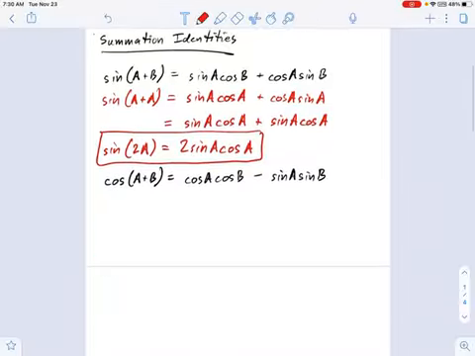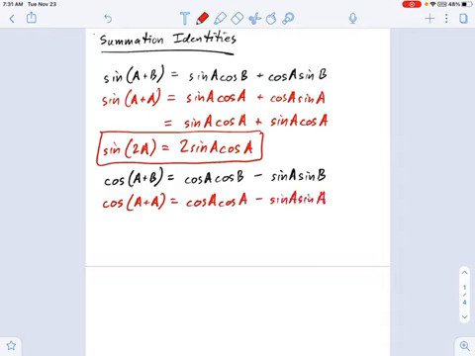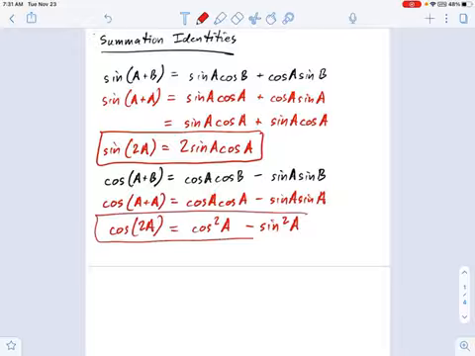Now with cosines, we're going to do something similar. I'm going to change all those b's to a's and pretend I'm adding two angles that are equal to each other. Okay, so what do we get? Cosine a cosine a minus sine a sine a. Okay, so that equals, if you combine these terms, cosine times cosine is cosine squared. Sine times sine is sine squared. And that is your double angle identity for cosine. Okay, it's a little shorter than it was for sine.